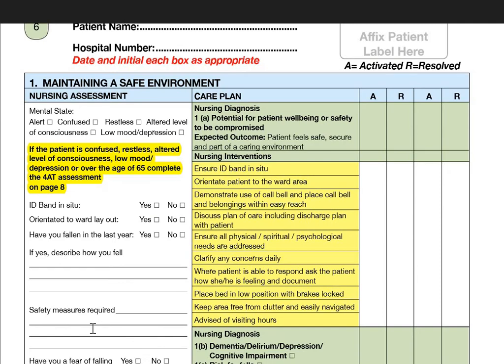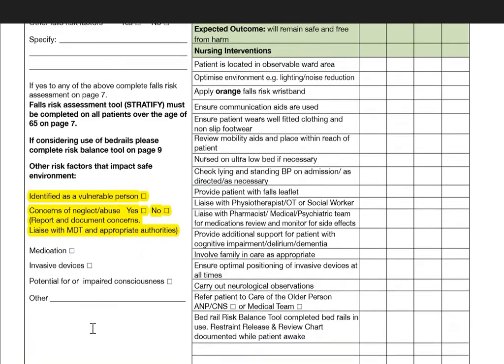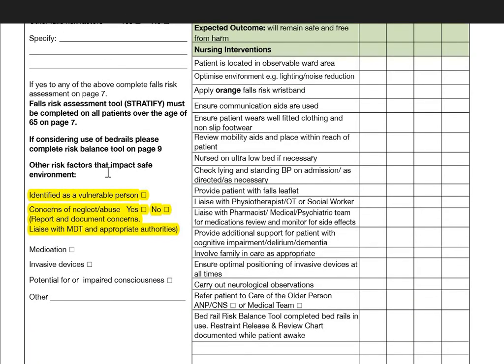Going back to our maintaining a safe environment assessment, we look at any other risk factors that impact the safe environment. Has the patient been identified as a vulnerable person? If so, we tick there. Is there any concerns of neglect or abuse? Yes or no? And if so, report and document concerns. Liaise with the multidisciplinary team and appropriate authorities.